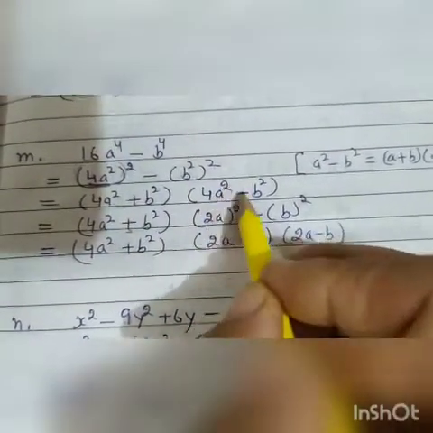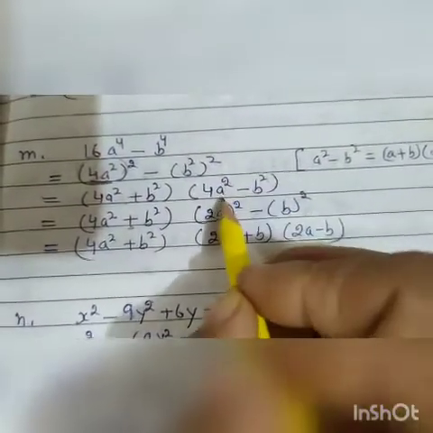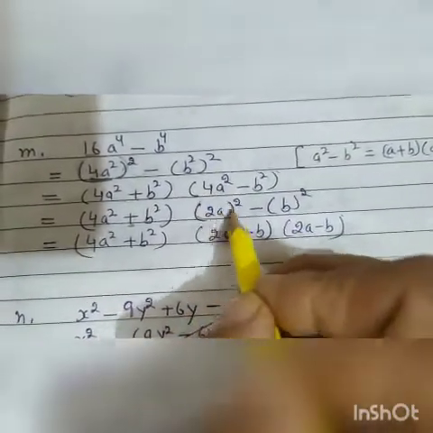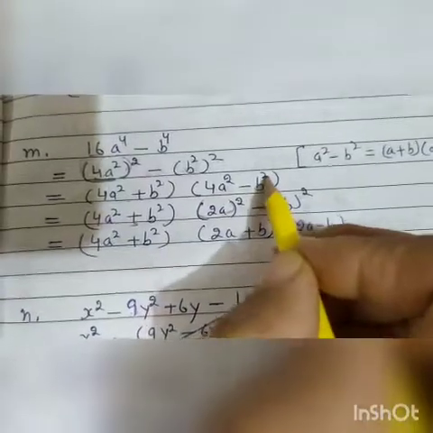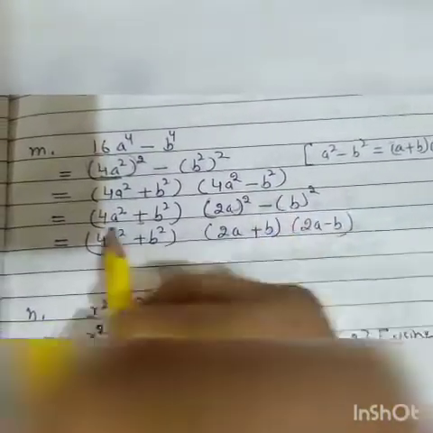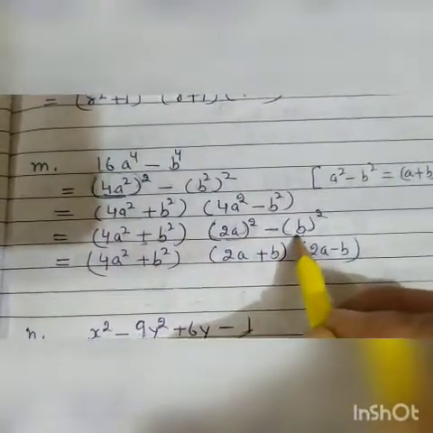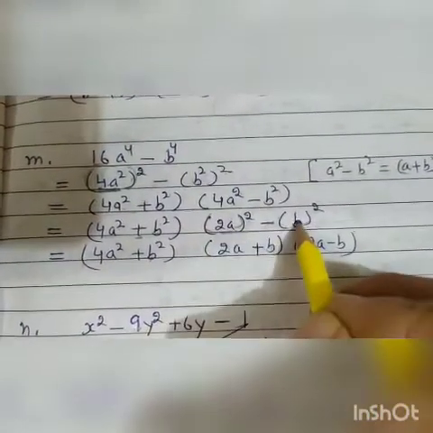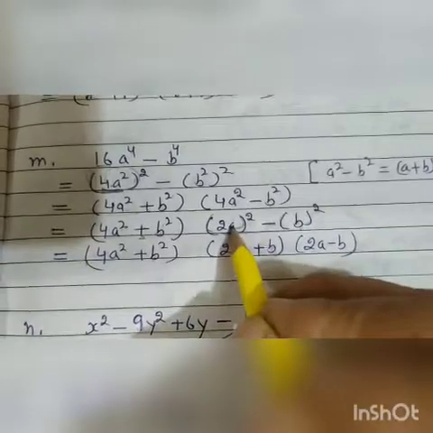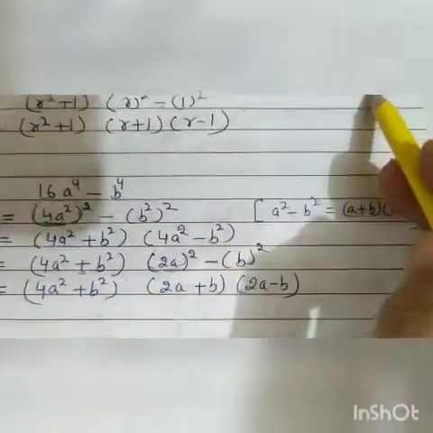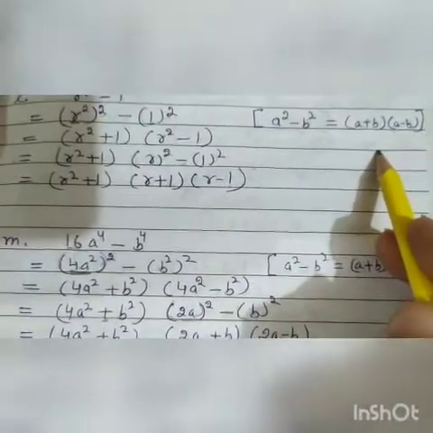So this 4a square minus b square is again a square minus a square. We will apply the same identity here. 4a square is the square of 2a, minus b square is the square of b. 4a square plus b square will be written as it is. Here we will apply the identity. It will become 2a plus b and 2a minus b. In these two sums, this identity will be used 2 times.